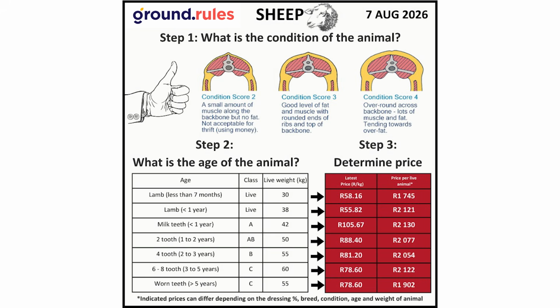Then we get to the carcass classes. A milk-tooth sheep under 1 year, class A, is shown at 105 Rand 67 cents per kilo. A 2-tooth animal becomes AB, followed by B at 4 teeth and C as the animal gets older.